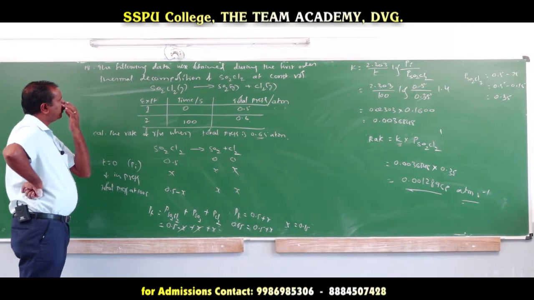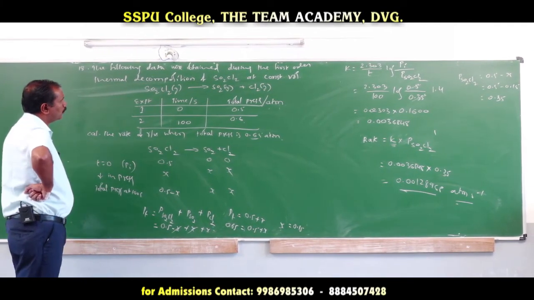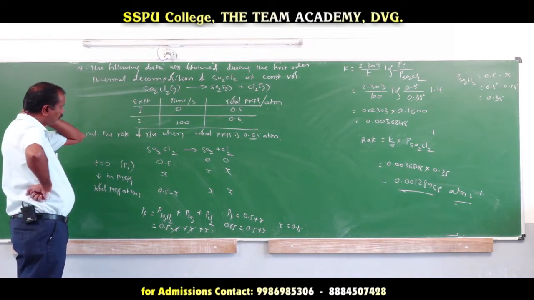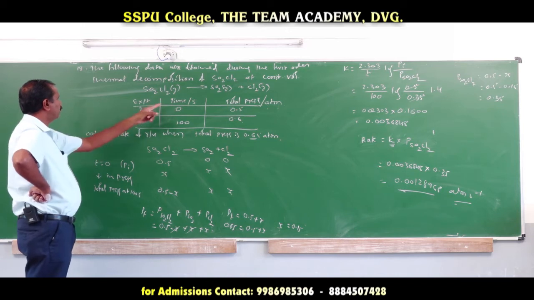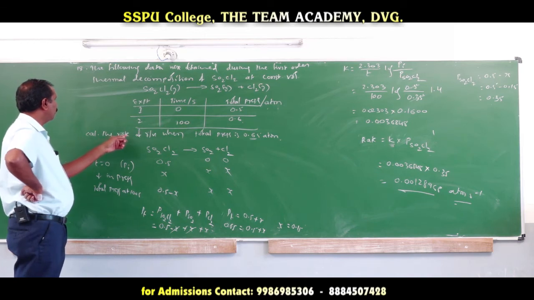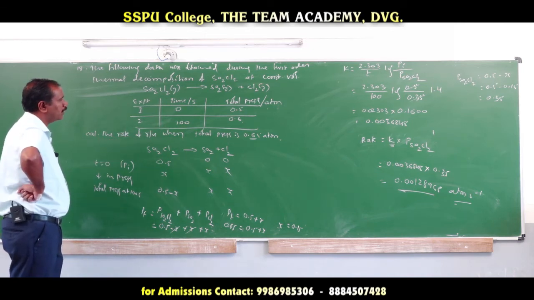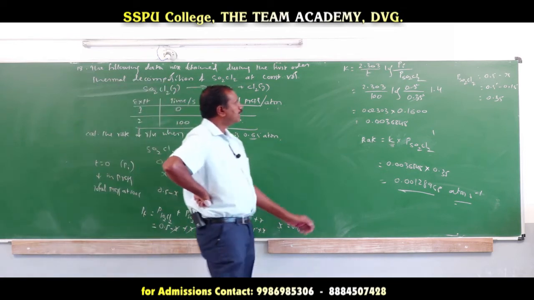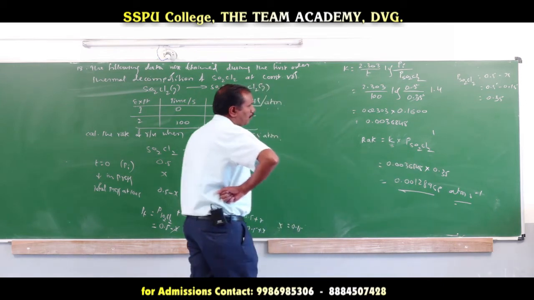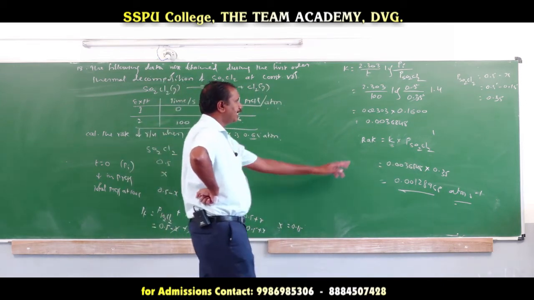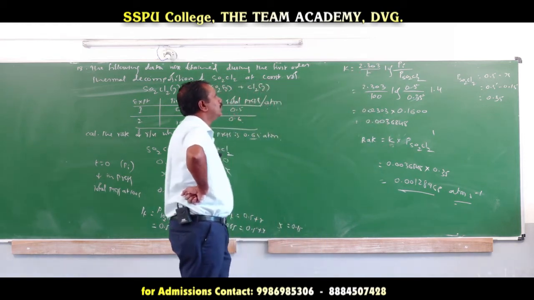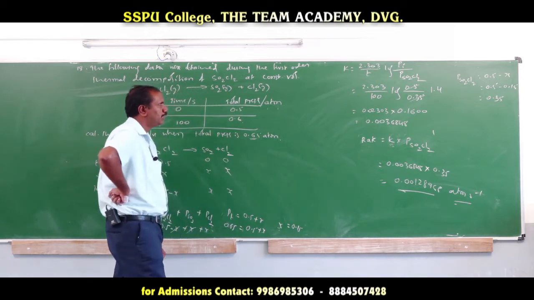The following data were obtained during the first order thermal decomposition of SO2Cl2 at constant volume. SO2Cl2 decomposes to form SO2 plus Cl2. At time 0 the total pressure is given, and at 100 seconds the total pressure is given. We should calculate the rate of reaction when the total pressure is 0.65. Rate of reaction is calculated using the formula rate equals K into partial pressure of SO2Cl2 to the power 1. To calculate the rate, we should know the K value, using the formula 2.303 by t log of Pi divided by partial pressure of SO2Cl2.